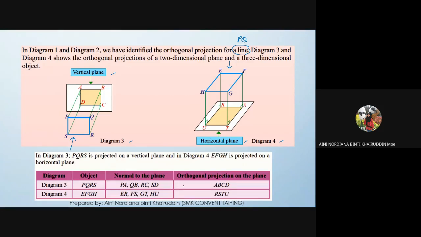Ni cikgu dah sebut tadilah. Orthogonal projection ABCD. This is normal to the plane. For diagram 4, ER, FS, GT and HU, yang green color tu adalah normal to the plane, and orthogonal projection is RS, TU.